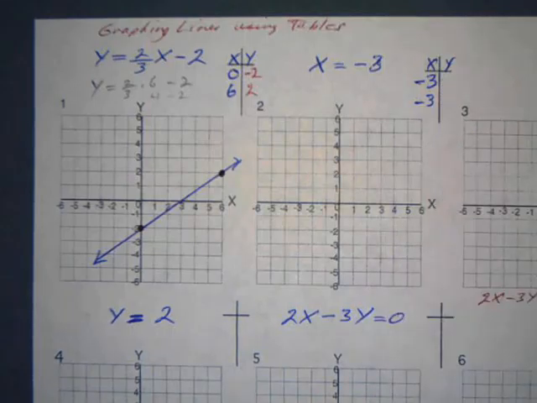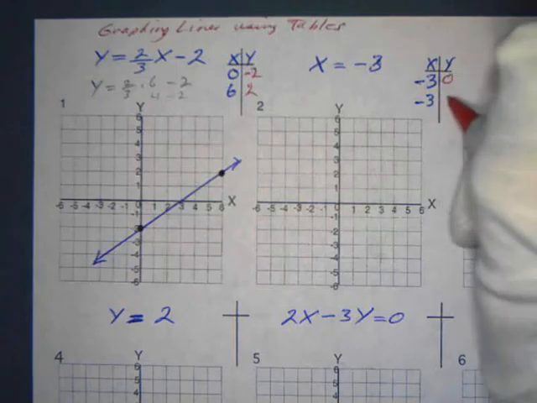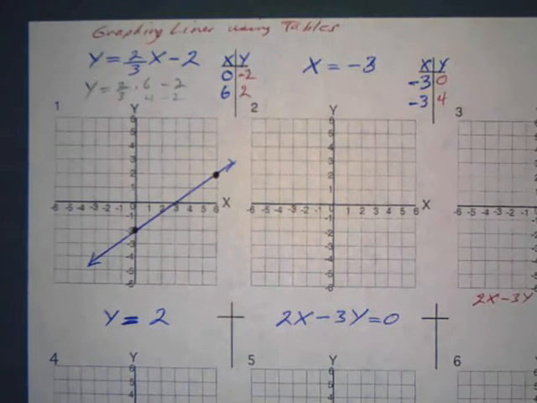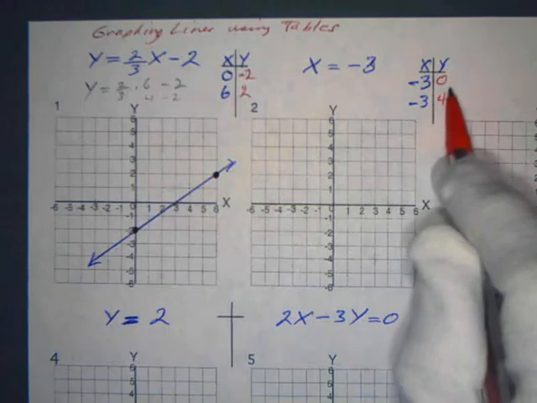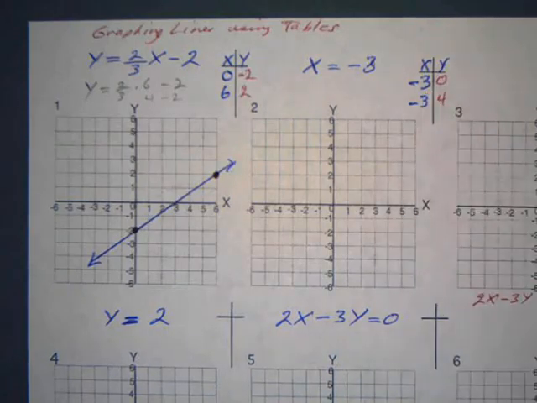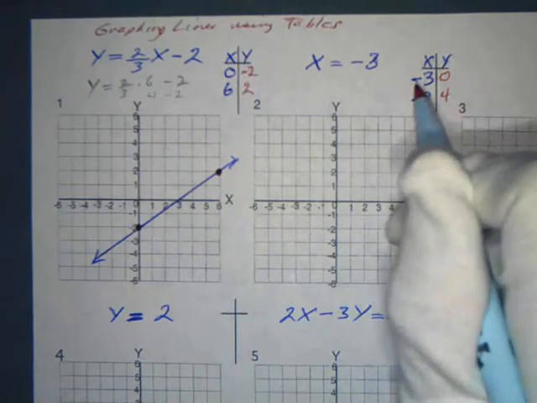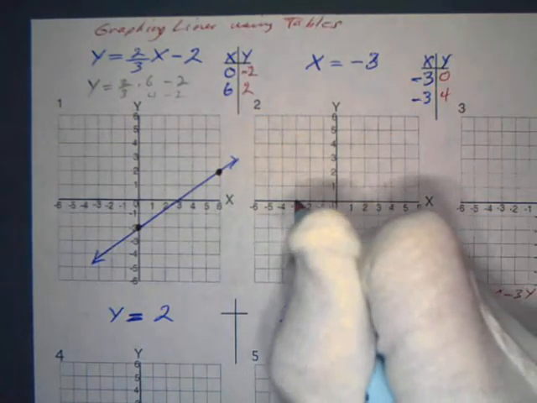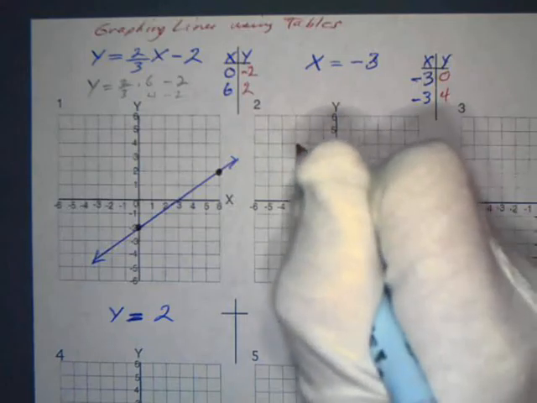So it doesn't matter what y is. I can pick anything for y, any number for y. So I'll just pick 0 and 4. And that should work. 5, 6, 7, whatever. All I know is no matter what y is, x is always -3. So if I put those points down, (-3, 0) and (-3, 4). 1, 2, 3, 4 up.